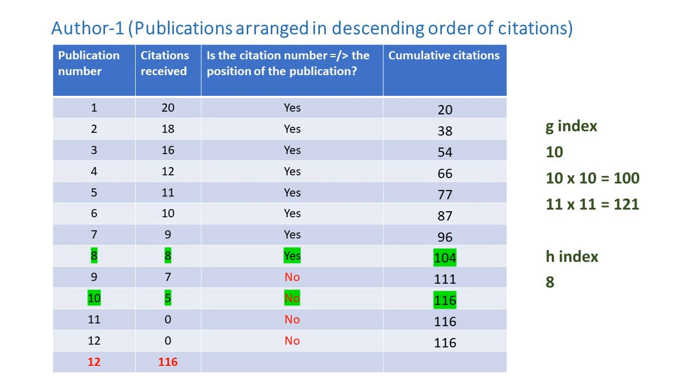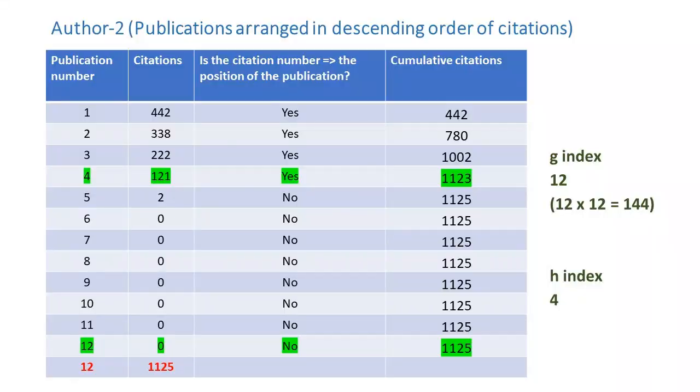So go on reading the cumulative citations. The cumulative citation just appears before or in front of this 11th paper. Is it equal to or more than 121? No, it is 116. So H index and G index are different. In this case H index is 8, but G index is 10, because the number of citations received are comparatively more. Hence this author got some advantage of G index.